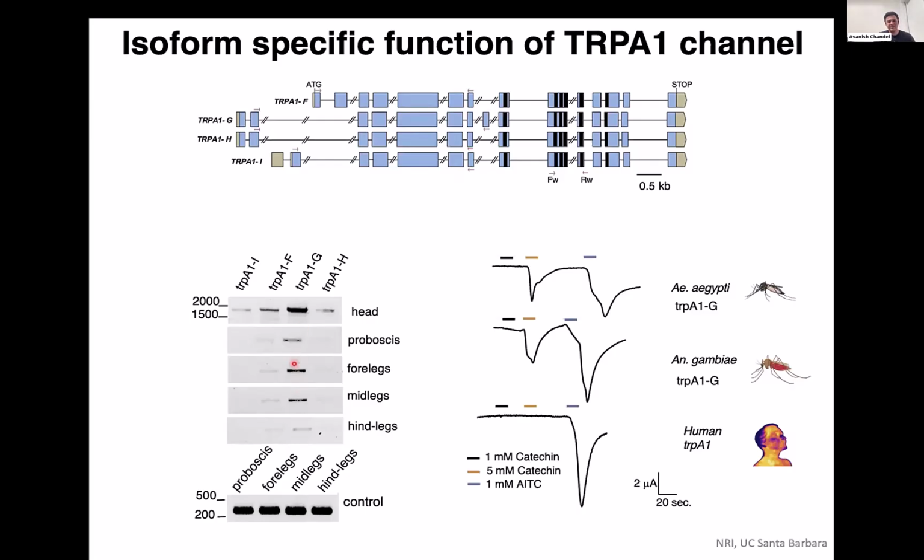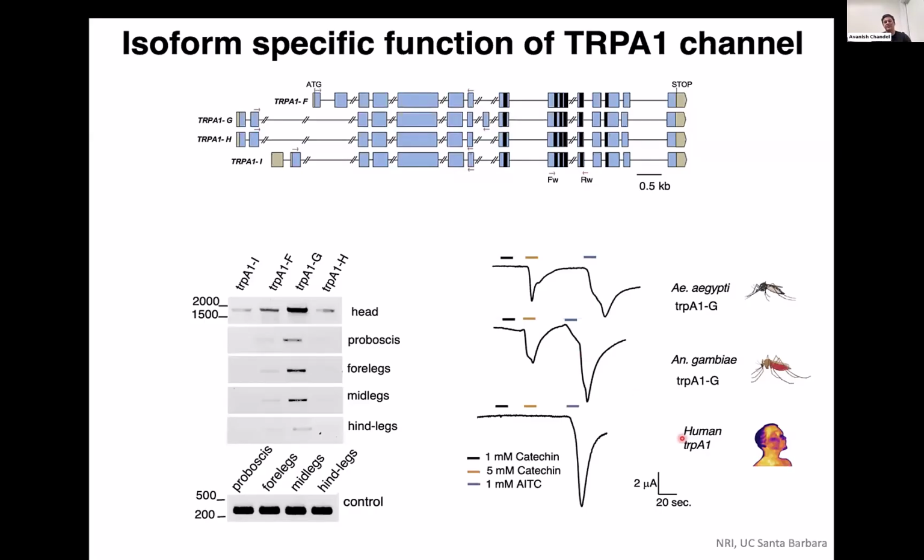So next we decided to test these different isoforms in an electrophysiological assay, where we expressed TRPA1G in Xenopus oocytes and performed voltage clamp recordings following catechin application. We found that not just in Aedes, but also in Anopheles, TRPA1G is activated by catechin. We took AITC, which is a known TRPA1 activator, as a positive control, and we found that both Aedes aegypti TRPA1G and Anopheles TRPA1G are activated by catechin as well as AITC.